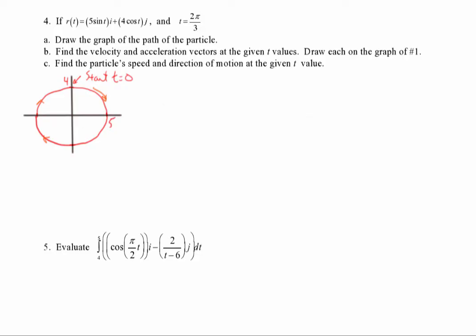Now we need to find the velocity and the acceleration. So let's just go through that. v of t equals dr/dt. And take the derivative of each part. Derivative of 5 sine would be 5 cosine of t times i minus 4 sine of t times j. Go ahead and plug in 2 pi over 3 and get, it's going to be a negative 1/2, so we'll have negative 5 over 2 i.